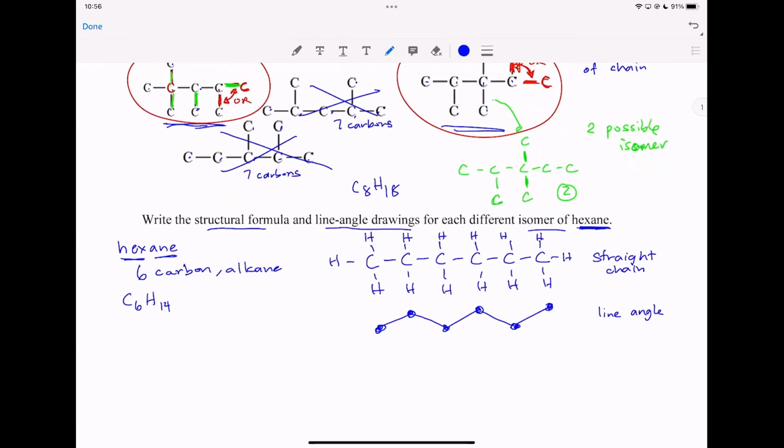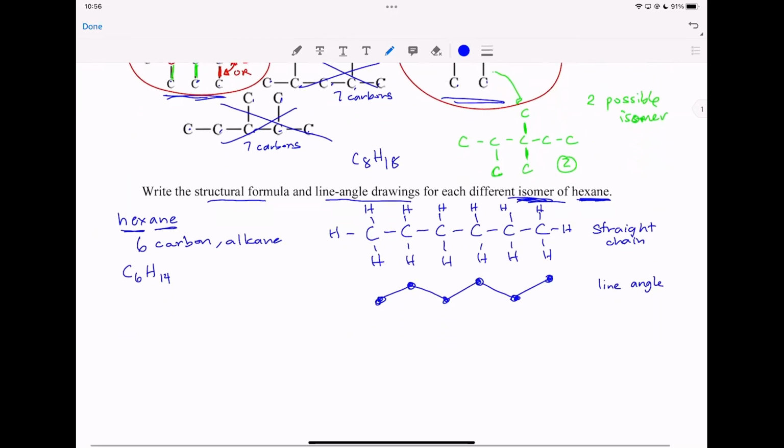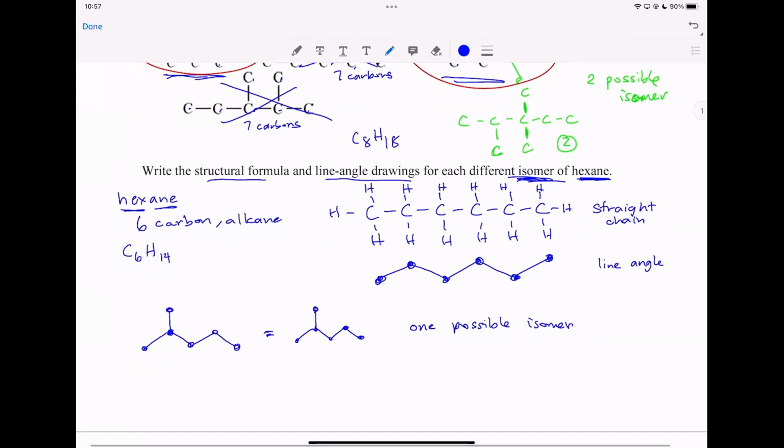So let's see if we can come up with some different isomers where basically you still need to have 6 carbons, but you want to have some branching. So from branching, let's start with having 5 in the straight chain. 1, 2, 3, 4, 5, and then here's a branch. Okay, so that branch is coming off this first carbon. Now, if I flip this, the mirror image of this would be 1, 2, 3, 4, 5. The mirror image would be exactly the same. So this is one possible isomer, those two together. Okay, so that's one possible different structure. That's what an isomer is.